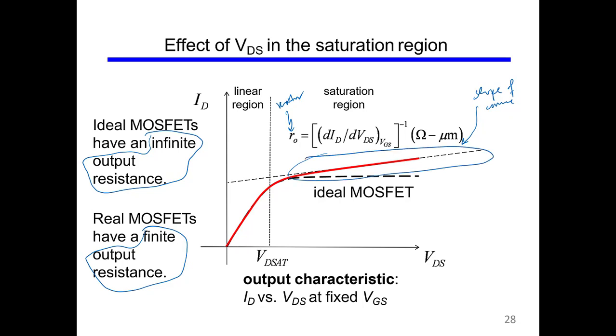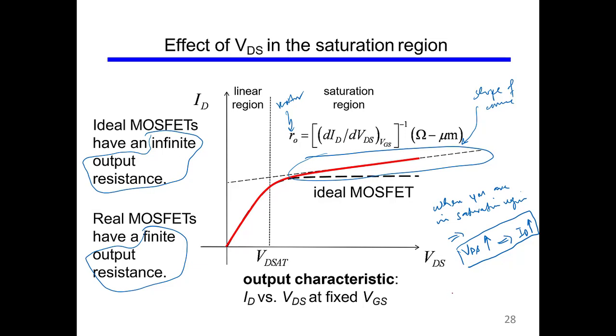Whenever you take the differential of something, that differential gives you the slope. R0 is a non-ideal behavior. Ideally it should be infinite, but in reality R0 has a finite value. What this means is that when you are in the saturation region, if you increase VDS, ID will increase. This is non-ideal behavior.